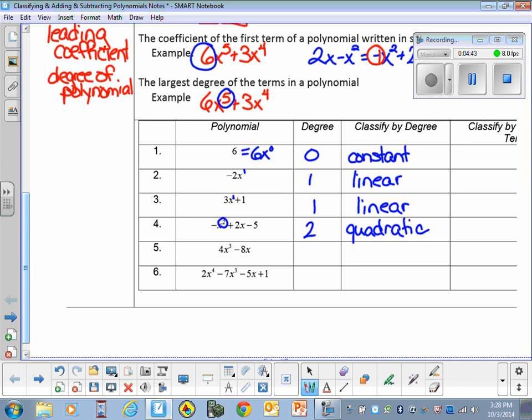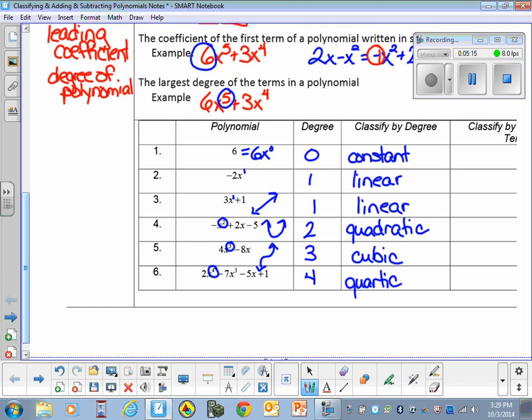This unit and unit 11 are all about quadratic equations. The next one, my degree is 3. This is a cubic. If you graph a cubic, it looks something like this. Okay, a quadratic is going to look more like a U, and of course a linear is going to look like a line. This next one is a fourth degree, and that's a quartic.